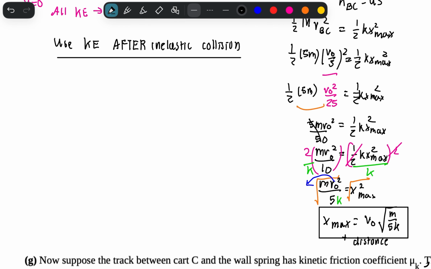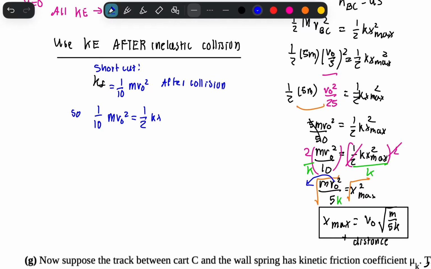So a shortcut here we could have used is, we know that kinetic energy final was equal to 1 over 10 m v initial squared after the collision. So we know that 1 over 10 m v initial squared is equal to 1/2 k x squared. So x is equal to v initial root of m over 5k.